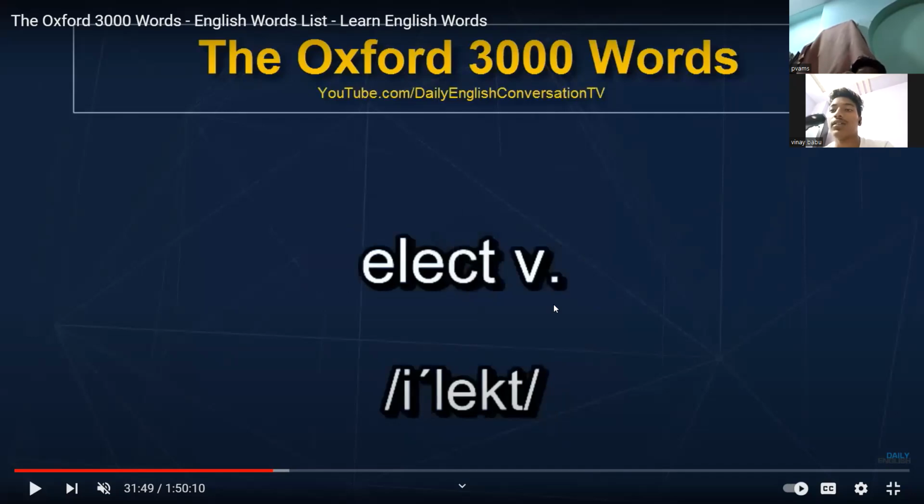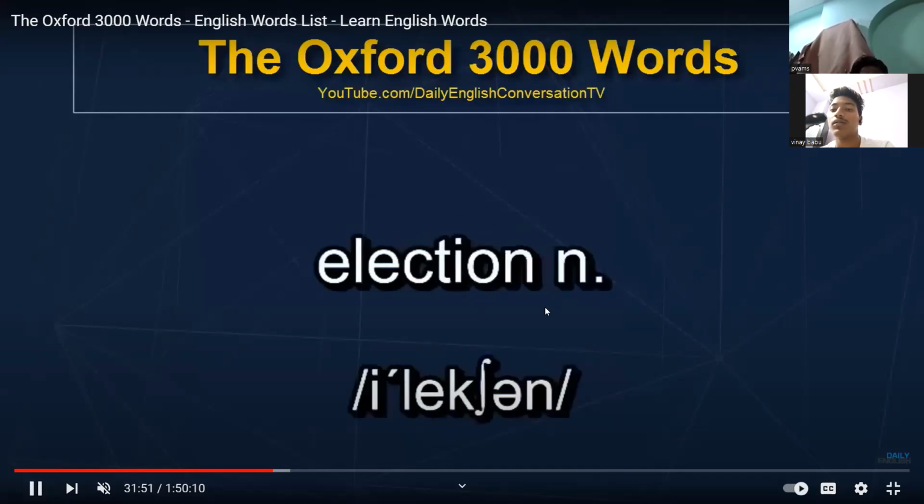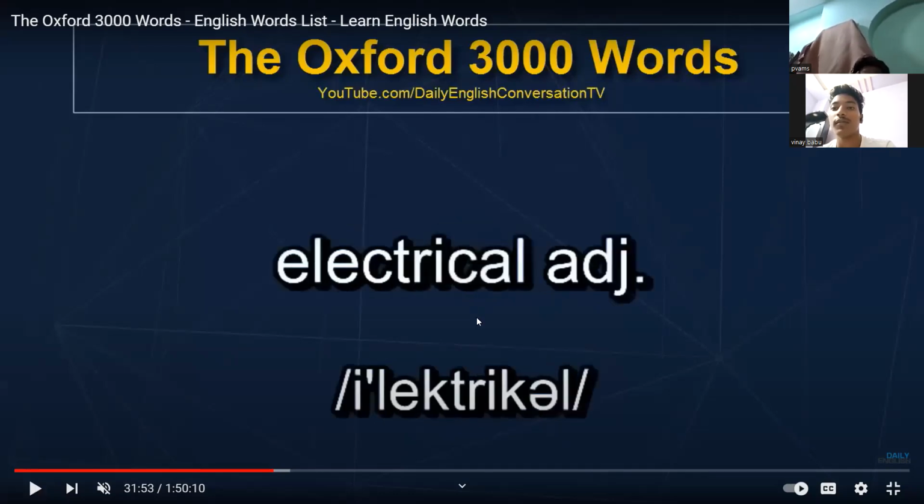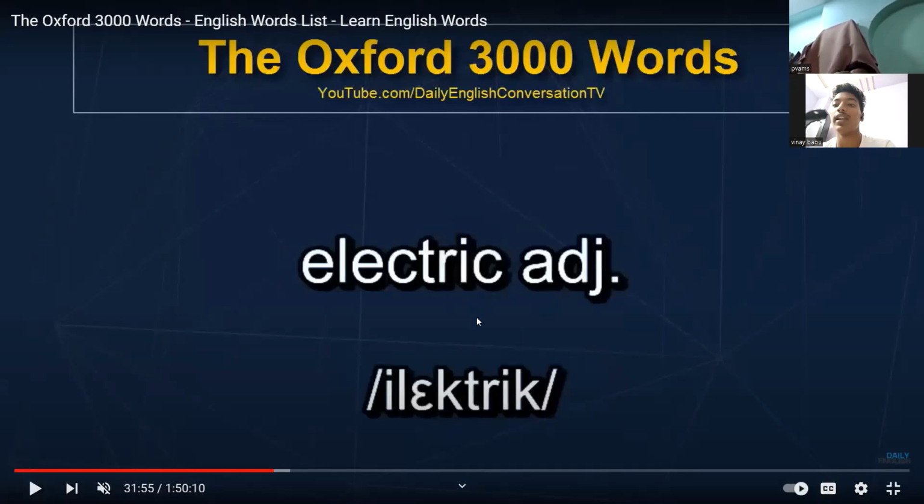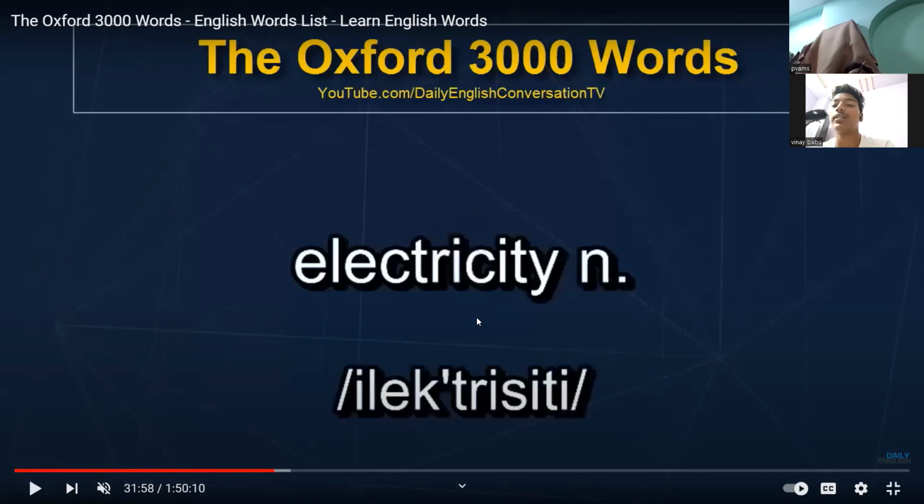Elect. Elect is verb. It's going to be verb. Elected, everything else. Election. Election is a noun. You got it right. Electrical. Electrical is adjective. Very good. Electric. Adjective. Electricity. Noun. Now you got it right, Vinay.